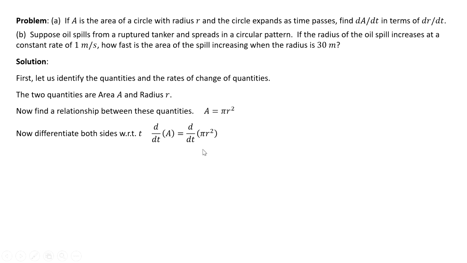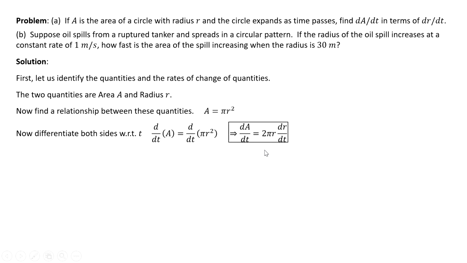d/dt of r squared would be a chain rule. So d/dr of r squared times dr/dt. That means you'll get pi times 2r dr/dt, which is 2 pi r dr/dt. Right? I applied the chain rule. They wanted us to find dA/dt in terms of dr/dt, and we did do that, right?